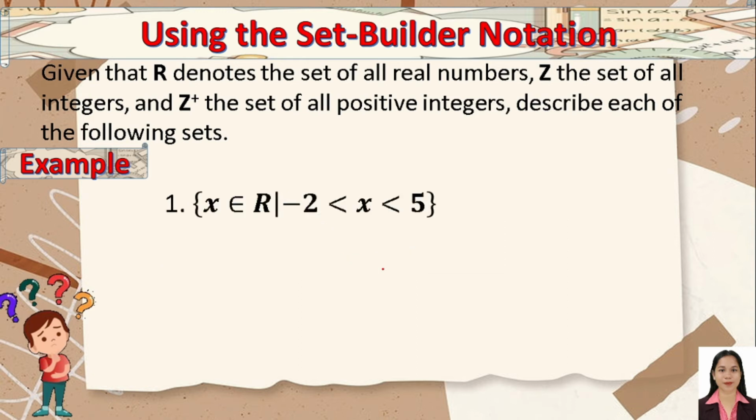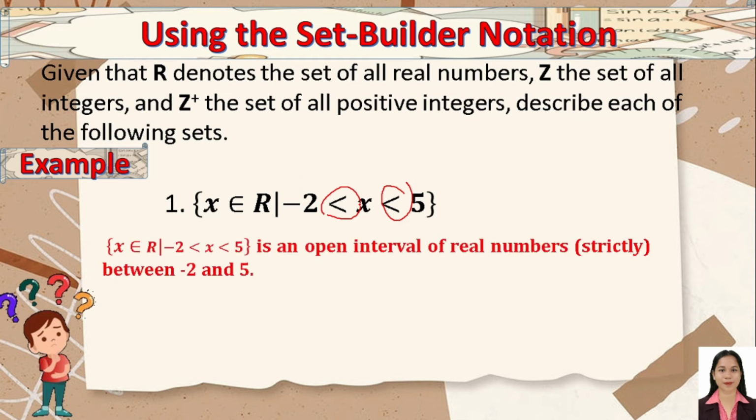So let us first discuss the first example. We have here X is an element of R such that X is greater than negative 2 but less than 5. As you can see, the inequality here is greater than, and then we have the less than. Wala naman siyang nakalagay na equal. Kaya, negative 2 and 5, sila lang yung parang boundary natin. But they are not included in the elements. They are not part of the element of X.